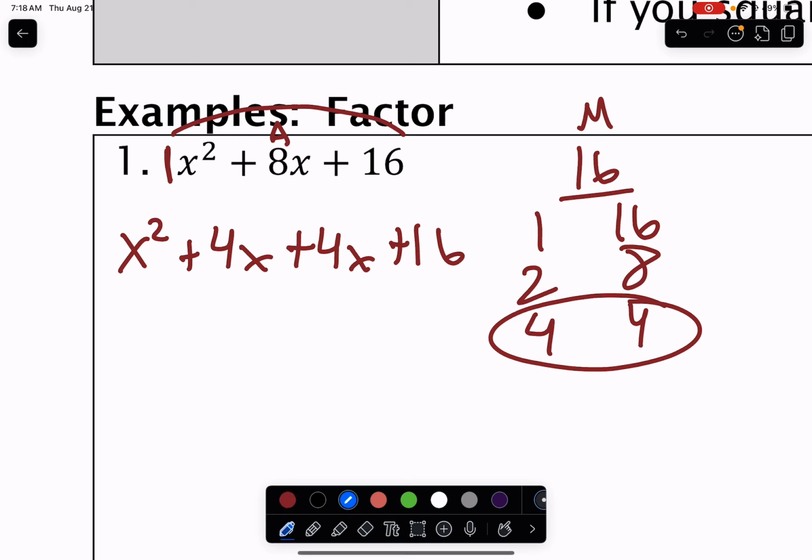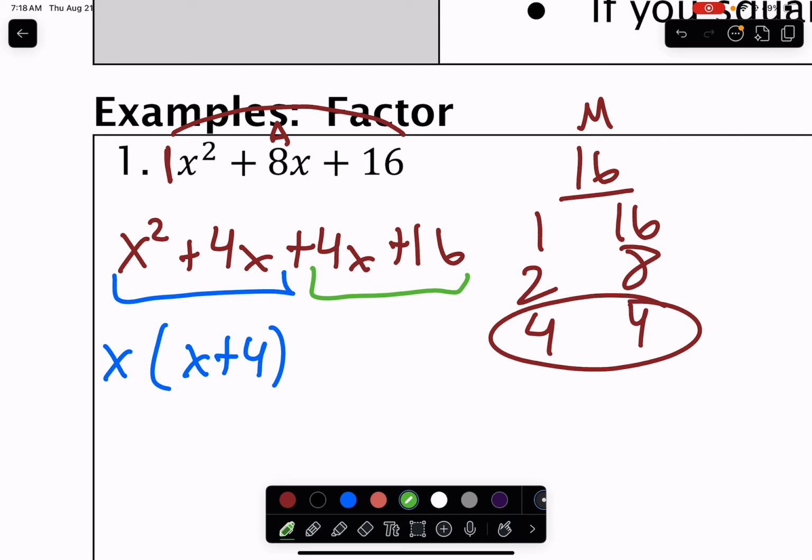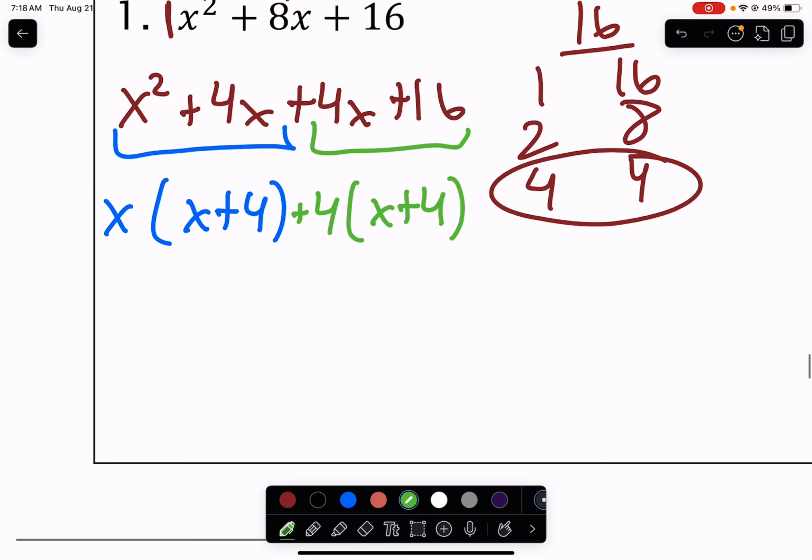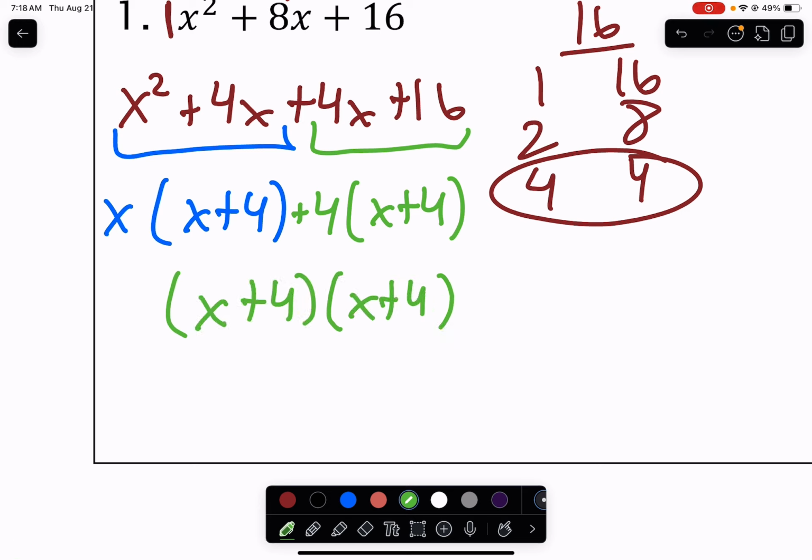And then I can go ahead, take out my GCF here. I take out an x. I get x plus 4. Take out a GCF here, which is 4. I get x plus 4. So my answer here is x plus 4, x plus 4.